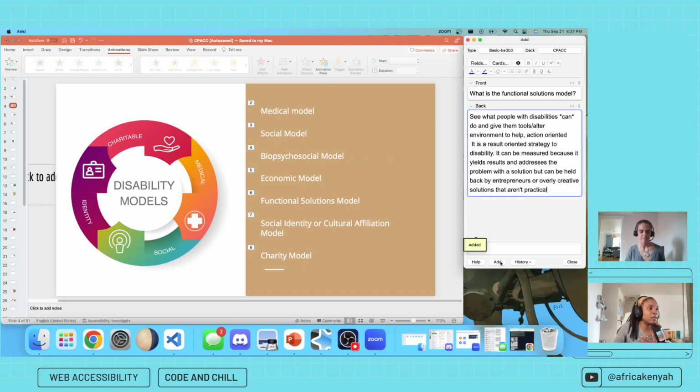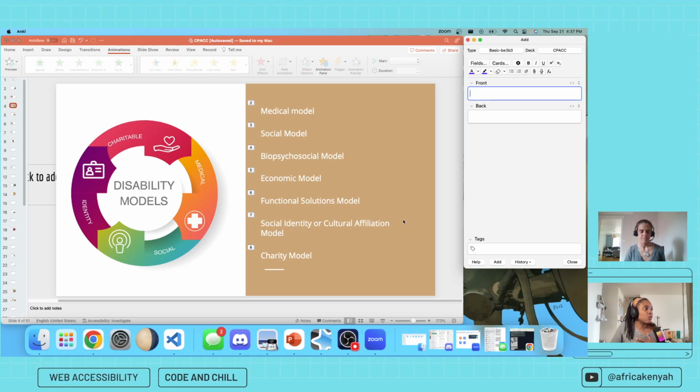All right, I'm adding these. Social identity or cultural affiliation model. What is the social identity or, and I'm not fixing my typos. Sorry. Okay. This one's for y'all.